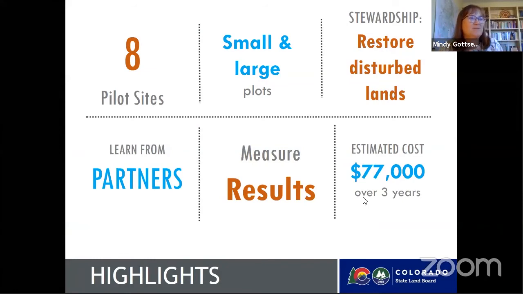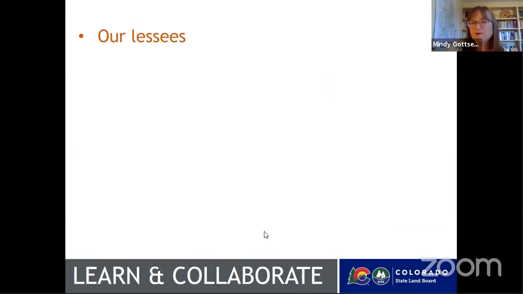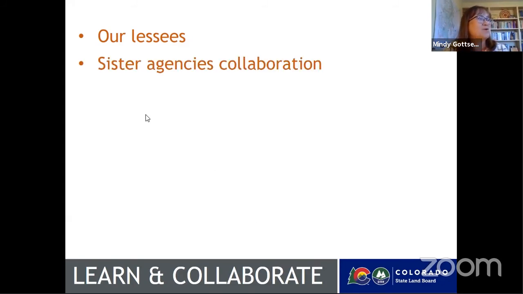And then finally, our board has committed to spending about $77,000 over 3 years to develop this pilot project. And then we hope to learn and collaborate with our lessees that we'll be working with. Some of these sites will be fenced off from grazing and some will not. We'll be working with our sister agencies and collaborating with them.